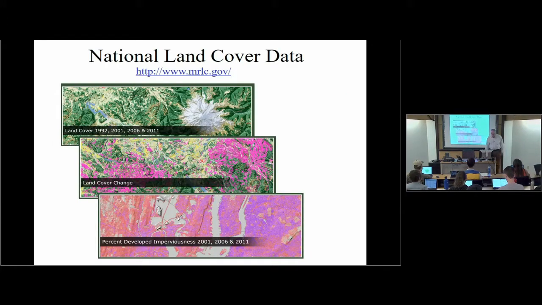We're also going to use the National Land Cover data from 2011. This has been interpreted from Landsat data in 1992, 2001, 2006, and 2011. And there are nice products now for quantifying land cover change over 5-year periods between those intervals.